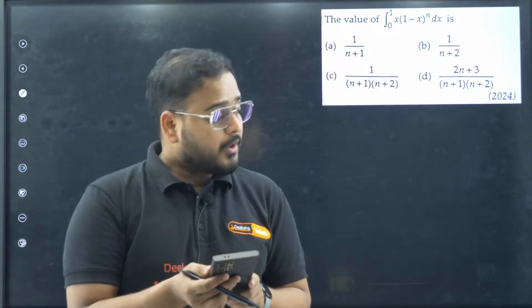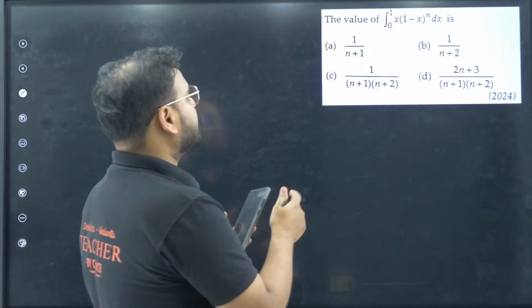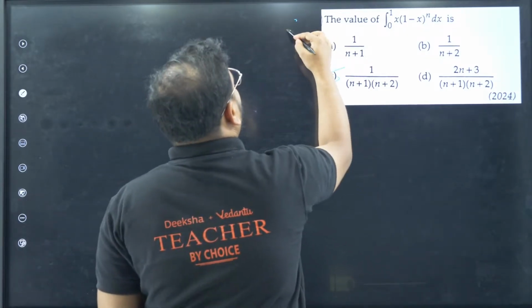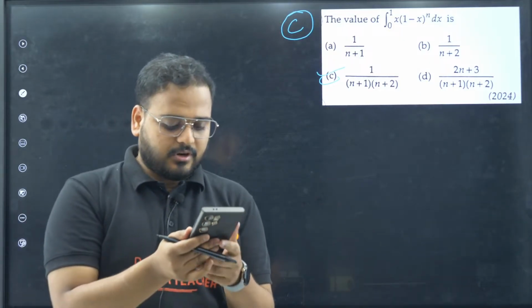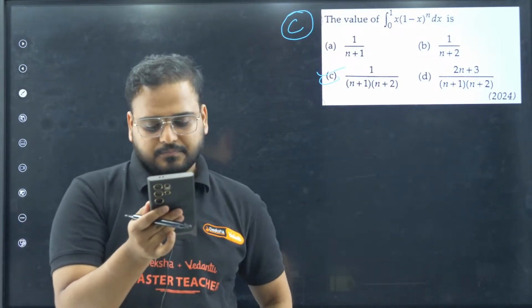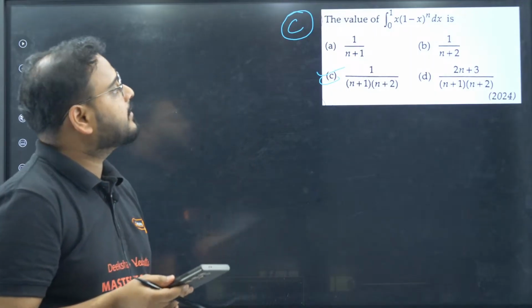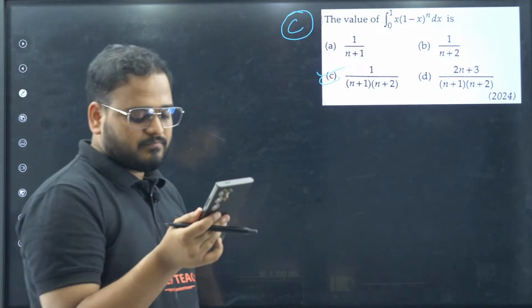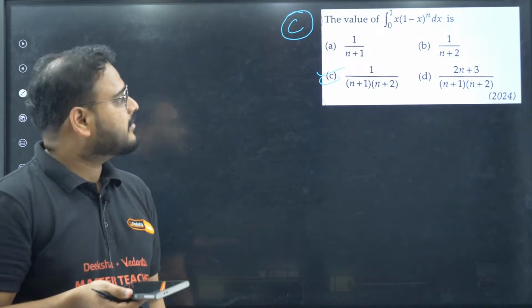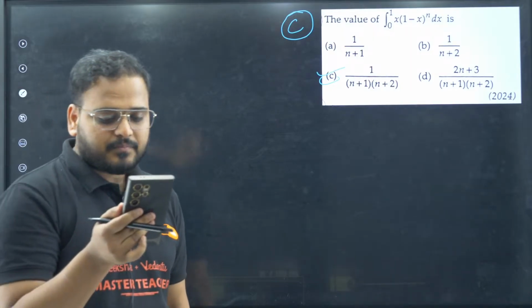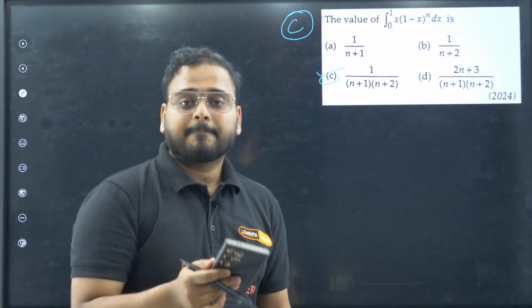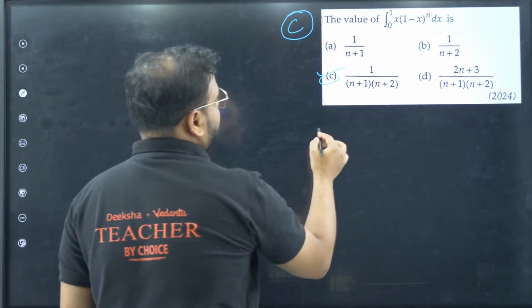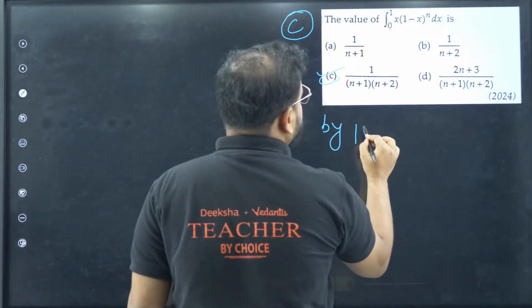Yes, we'll try it here. Option C is the right answer, but what do you do in this question? How do you solve this question? Any approach? Can you give me an answer? Saurav, Gautam. Multiply x in the bracket. No. There's an easier way, right? What's the easier way? Anyone giving me the right approach for this question? Come on, give me the hint. We can use by parts, sir. We can use by parts.